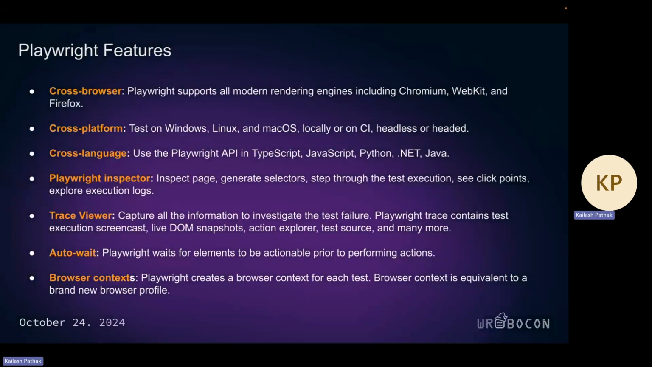Some of the features of Playwright. Cross-browser: we can run Playwright test cases in multiple browsers. By default it supports Chrome, WebKit, and Firefox. As I mentioned, in the config file all three browsers come by default, and if you want to execute in only one or two browsers, you can just update the config file.